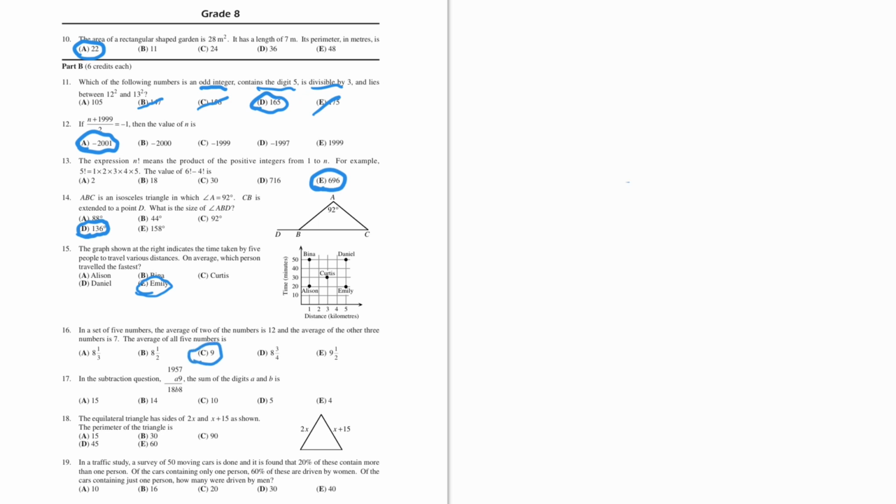Number 16. In the subtraction question, 1957 minus A9 equals 18B8. The sum of the digits A plus B is? Look at this subtraction.